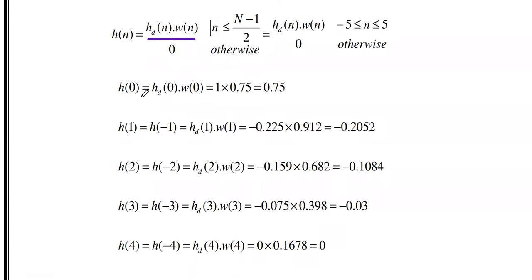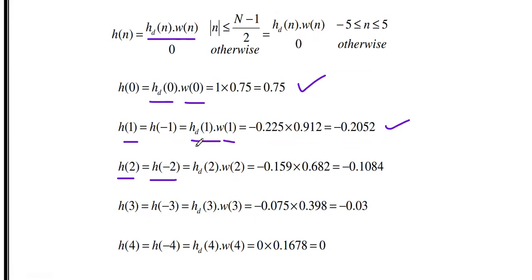So H of 0 is obtained by multiplying HD of 0 with W of 0. What is the W of 0? 1. HD of 0 is 0.75. So the answer is 0.75. Similarly, H of 1 and H of minus 1 are both equal. H of 1 or H of minus 1 is obtained by multiplying HD of 1 with W of 1. If you multiply, we get the answer minus 0.2052. Similarly, H of 2 and H of minus 2.